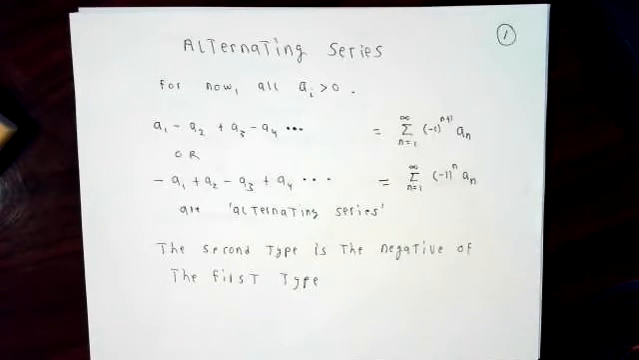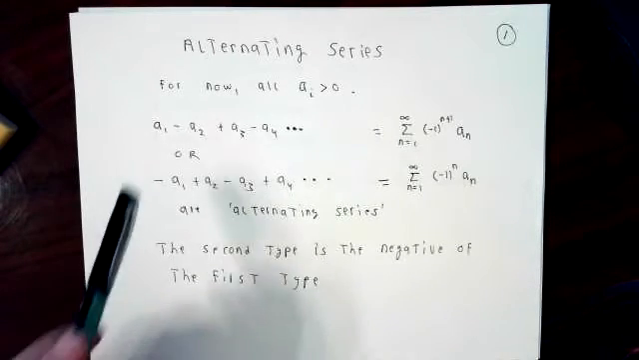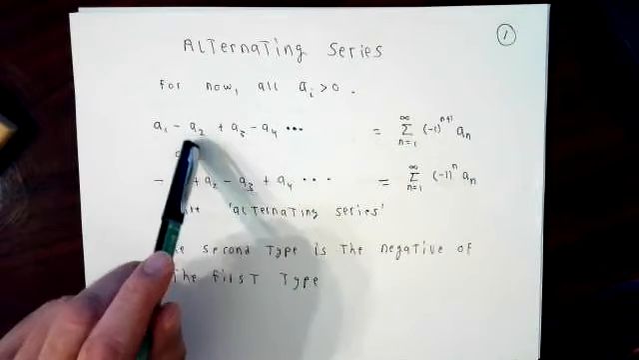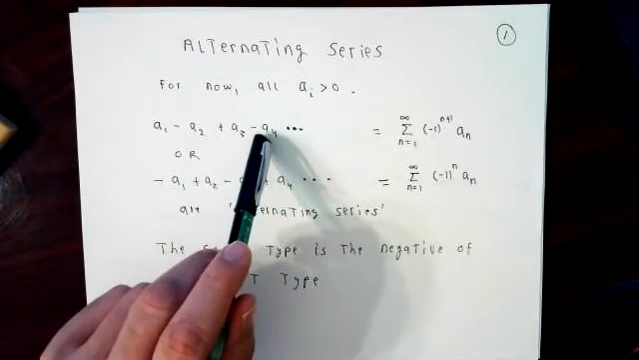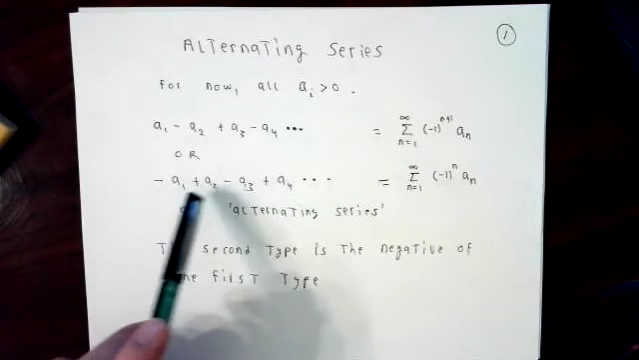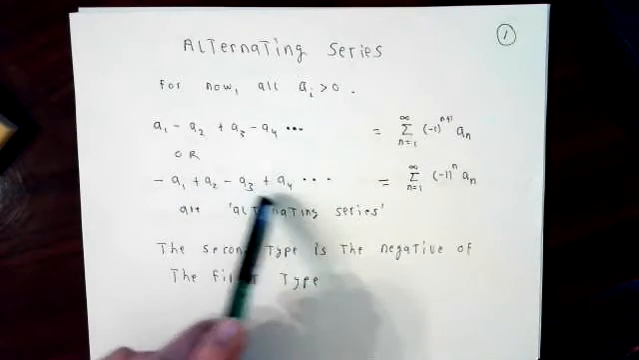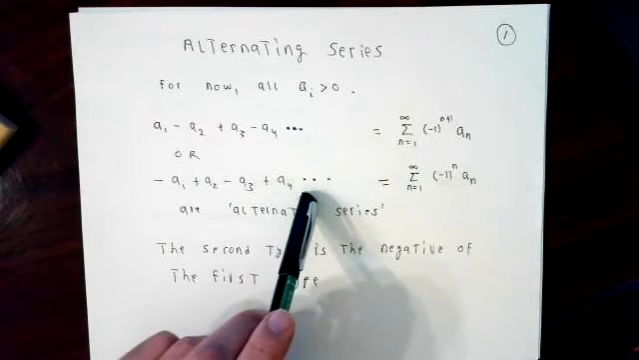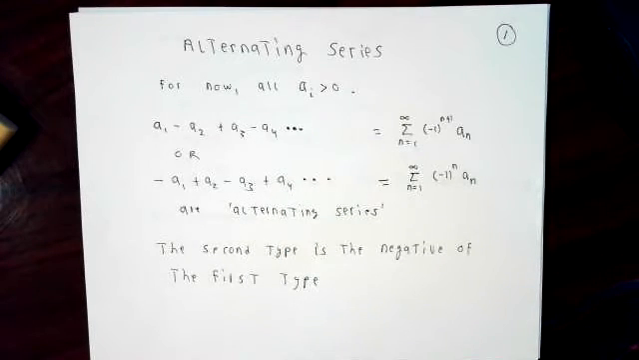In this lecture, I want to talk about what's called alternating series. For the moment, we're going to assume that the A numbers, A1, A2, A3, and so on, are all positive. And what we mean by an alternating series is one of two things. Either A1 minus A2 plus A3 minus A4, and so on and so forth, or negative of A1 plus A2 minus A3 plus A4 minus A5, and so on.